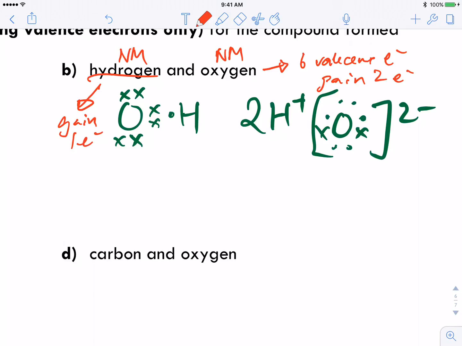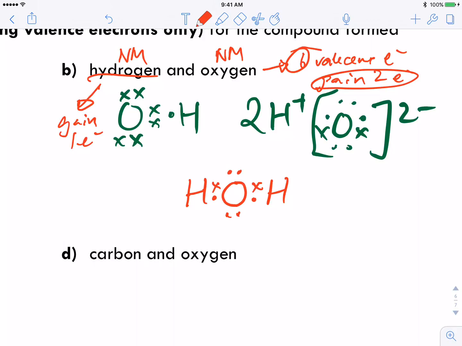So how many hydrogen do I need to share for oxygen to get 2 back? Note that oxygen needs to gain more electrons, so oxygen is in the center. I need to share with 2 hydrogen because each hydrogen is only willing to share 1 with me. Oxygen has 6 valence electrons, so I need to add in 4 more. So this is my answer.